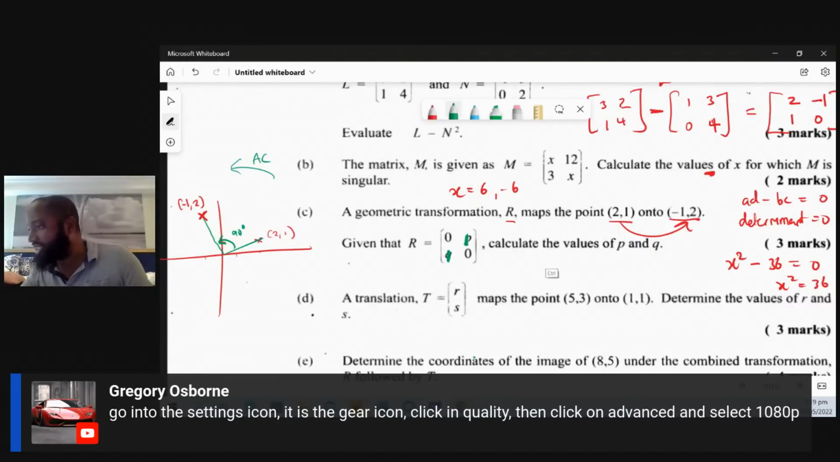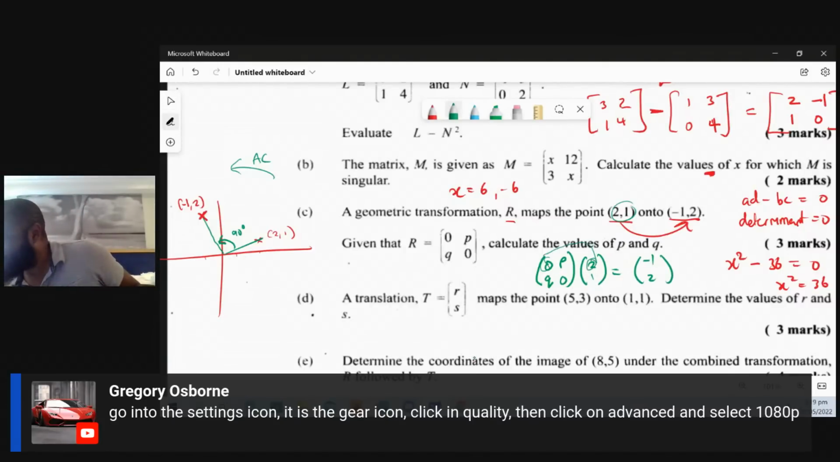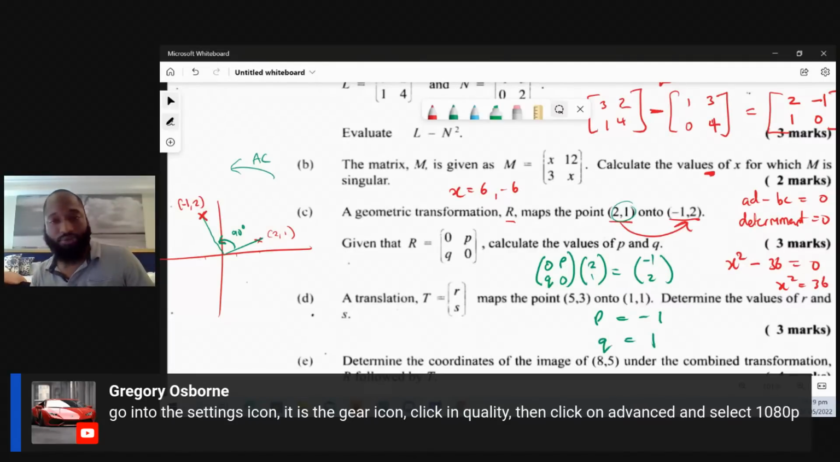But you can watch this and see, because think about it, right? Think, come on, think. 0 p, q 0 multiplying by this point, right? 2, 1. And all of a sudden you get -1, 2. It means that the 0 multiplied by the 2, so that went to 0. And then you add on p by 1, and you get -1. So what does that make p? P times 1 is -1. What does that make p? Well, you understand in my central Trinidadian English here. So it means p must be equal to -1, and q by 2 is 2. So q must be equal to 1, just like that.